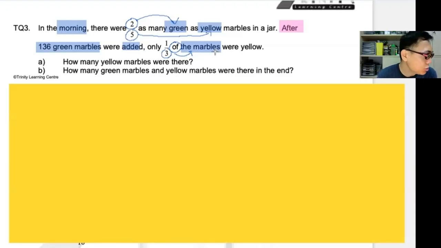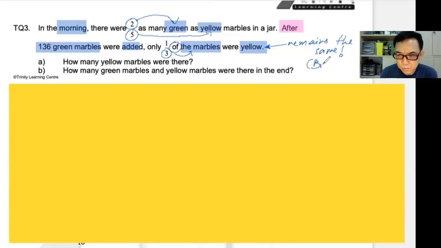In every ratio question, you have to ask yourself, what remains unchanged? In this question, nothing happened to the yellow. This means that yellow is the unchanged item. The item that remains the same is the bridge. It is the bridge between the start and the end.